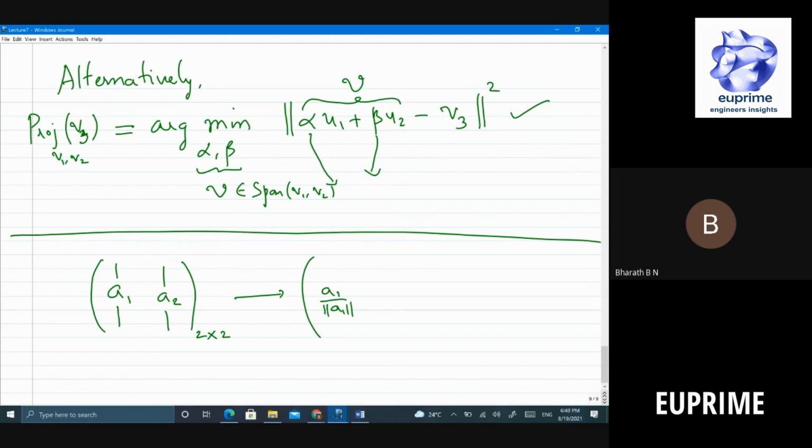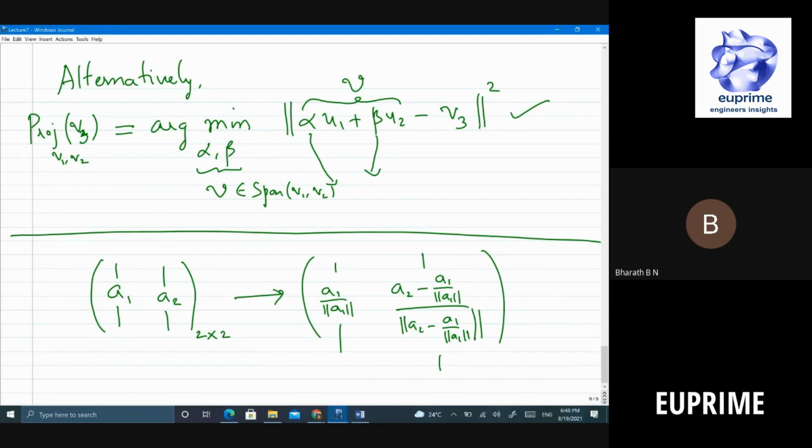So let me write this. A1 by norm of A1. The other one would be A2 minus A1 by norm of A1, divided by the norm of A2 minus A1 by norm of A1, right? So this is what I get. Do you agree? This is the vector, right? Okay. So now what transformation led to this, or can we go back and forth?